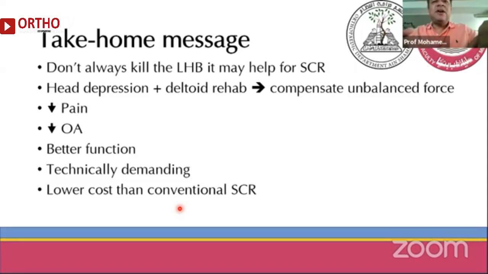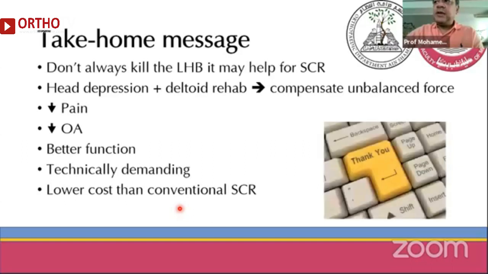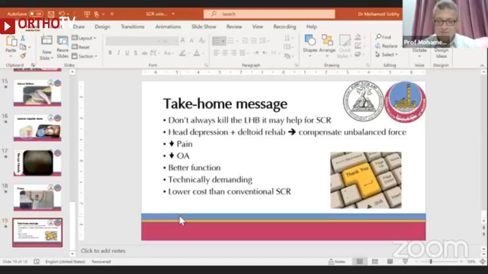It has a better function, although it is technically demanding, but actually it has a lower cost than the conventional superior capsular reconstruction with the dermal or the fascia lata autograft, or even the reverse shoulder arthroplasty. Thank you. I hope the case was nice, and it raised certain indications for the use of the long head of biceps. Thank you so much, my dear Professor Mohamed Sobhi and Ain Shams University.